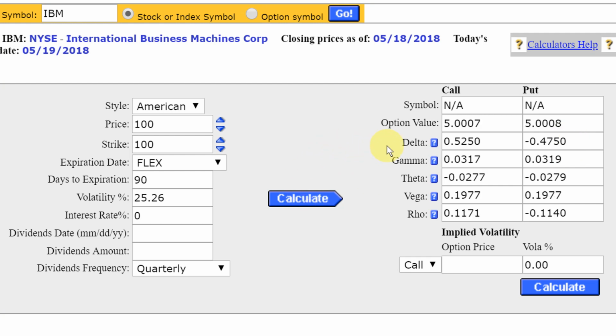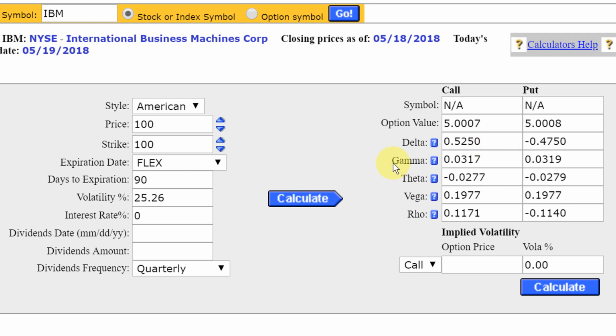Now also notice, we talked about in the delta class, that the delta of the call, 52.5, plus the delta of the put, ignoring the minus sign, adds up to 1. And that's because these are at least the approximate probability for the option to expire in the money. That's critically important once we get into strategies. And I'll show you some reasons why a little bit later in the video. But those two numbers will always add up to 1.